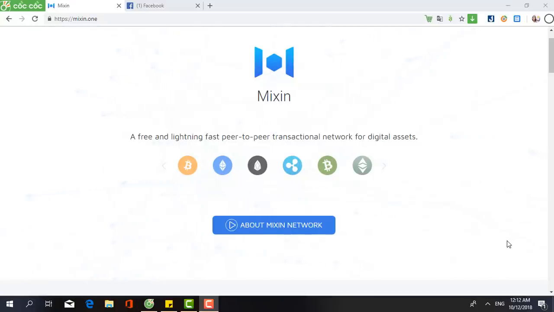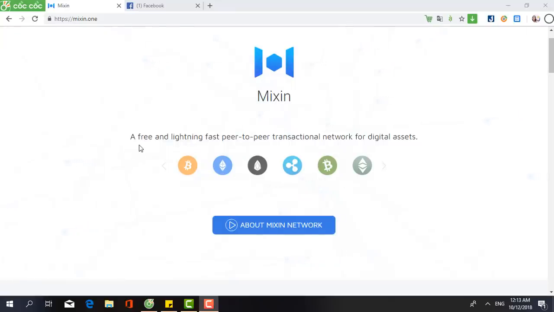In the series of reviews about Bitcoin platforms, today I am talking about the Mixin network. Mixin is an ecosystem. It's a network that uses a coin called the Zen coin. And now I will talk about some basic information of Mixin network.